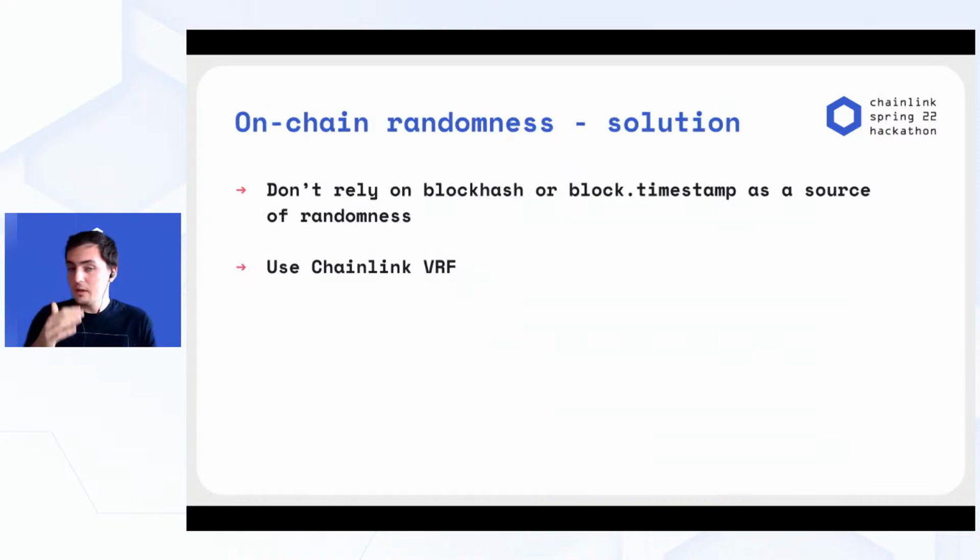Okay, so how can we prevent an on-chain randomness attack? Don't rely on block hash, block timestamp or block.number as a source of randomness. This is bad because miners can calculate and predict those values. Instead, the safest way and the only right way is to use Chainlink VRF, because Chainlink VRF will provide you true random values which you can cryptographically verify.